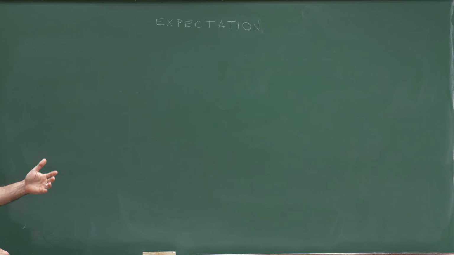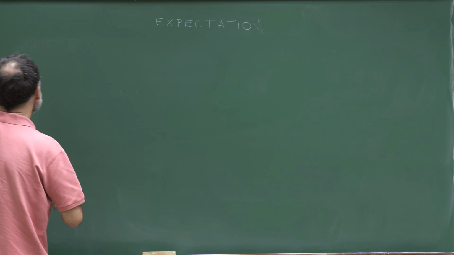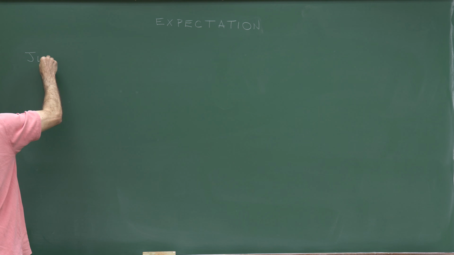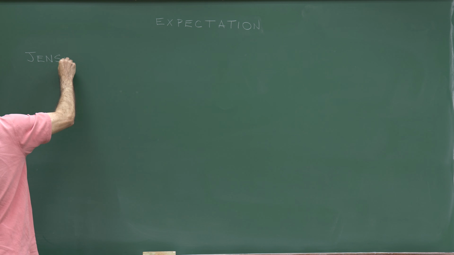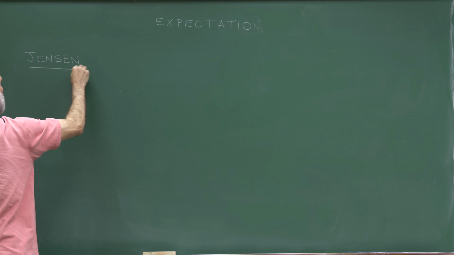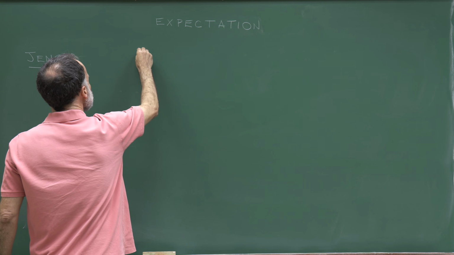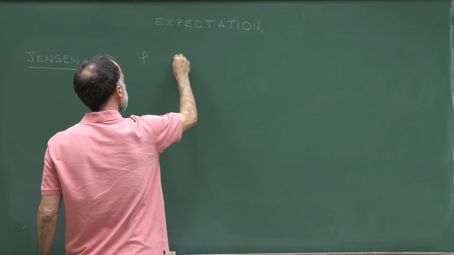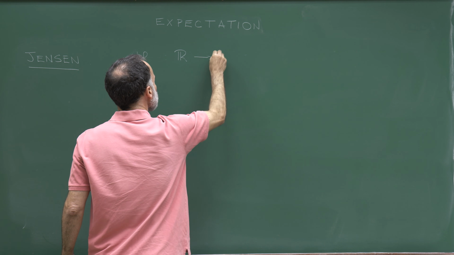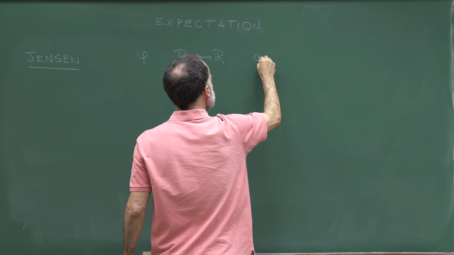So let me complete this lecture with two inequalities which are extremely useful. The first one is Jensen's inequality. So Jensen assumed that phi is a convex function. So phi is defined from R to R, and I'm assuming that it's a convex function.